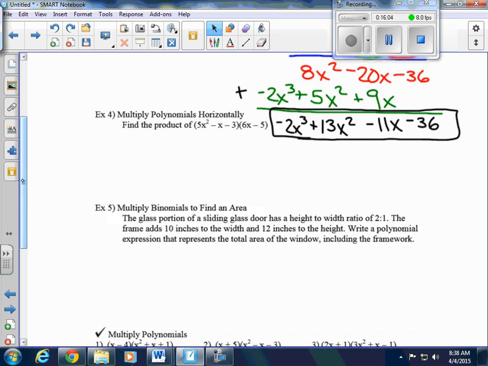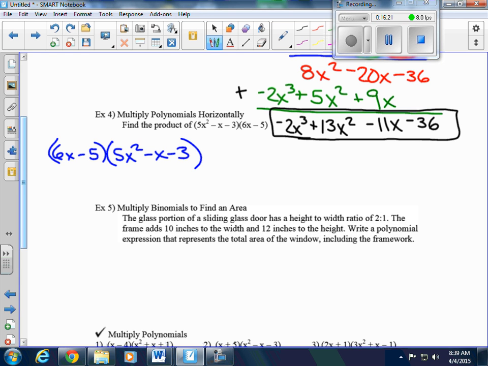All right, and so this is the one that I use more often. I'm just going to start by writing this down, and I'm going to write my binomial first. And essentially what we're going to do is use the distributive property. So I'm going to take this 6x, and I'm going to distribute it to all three terms.